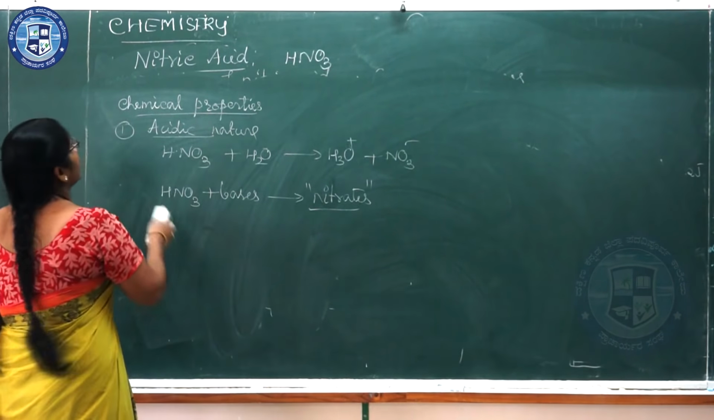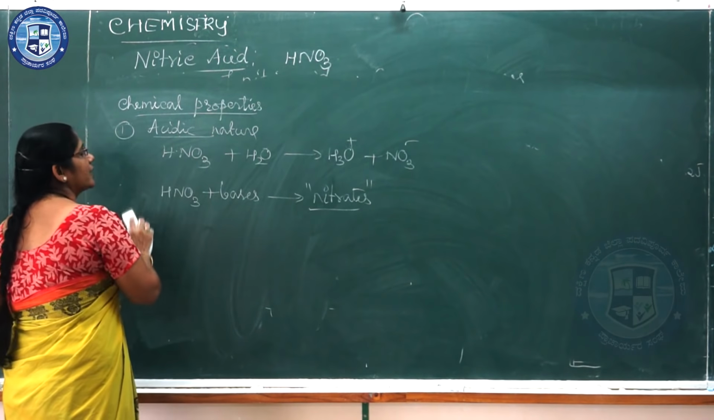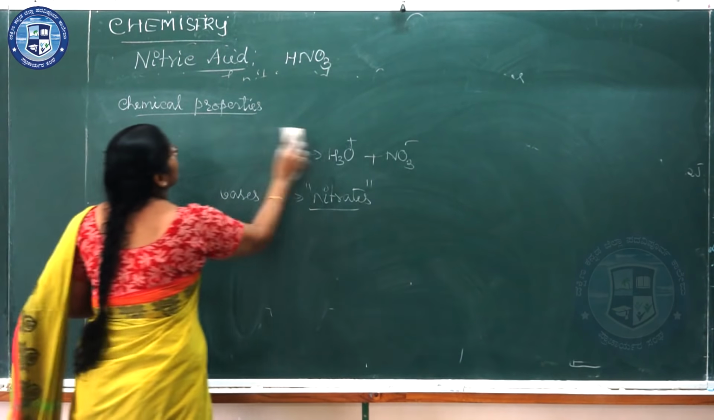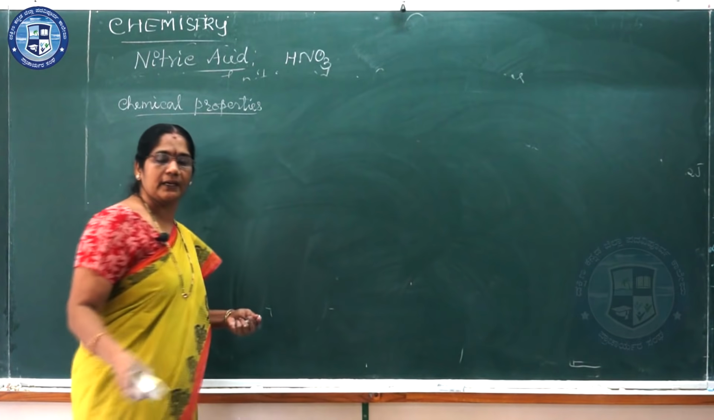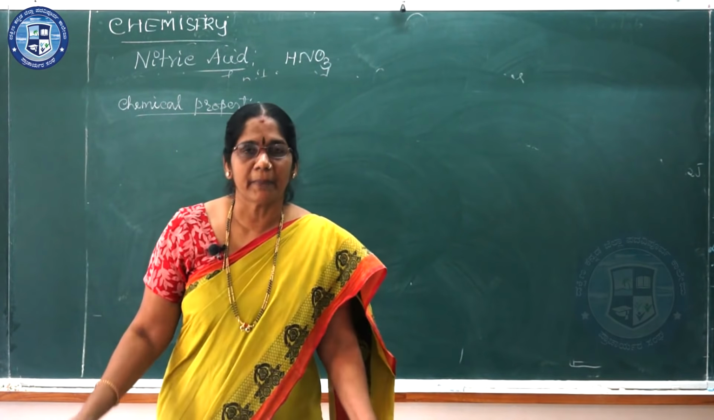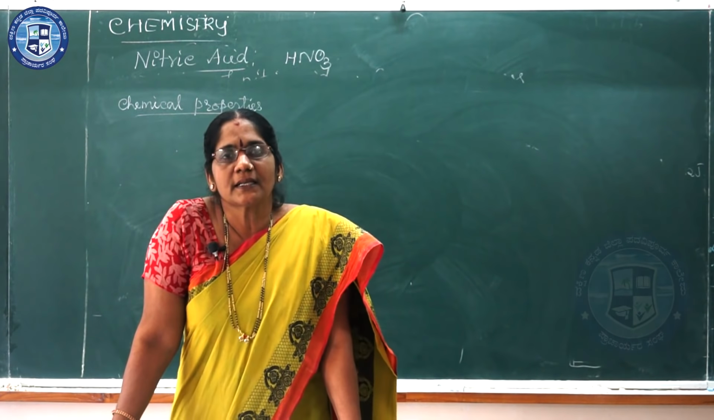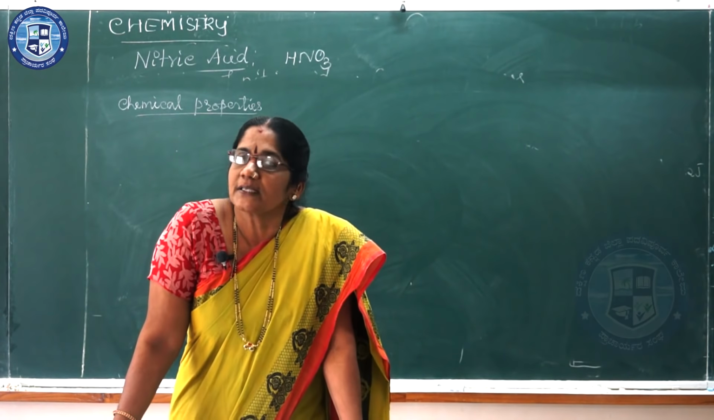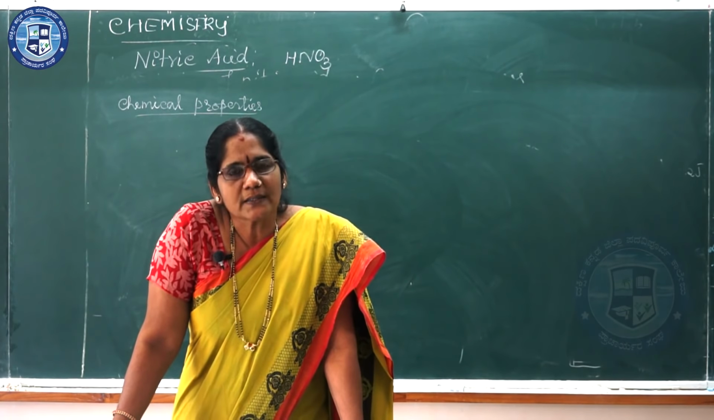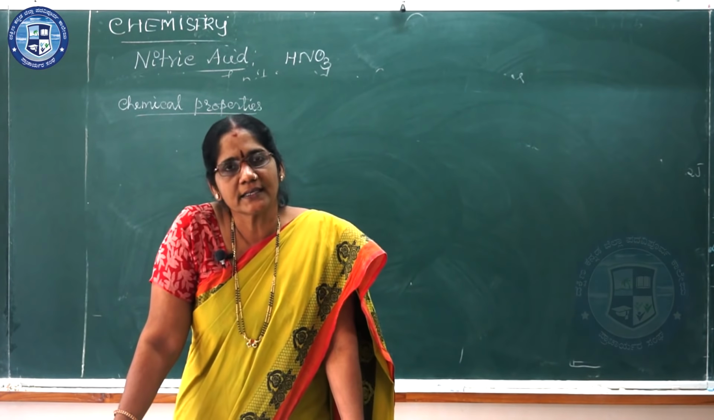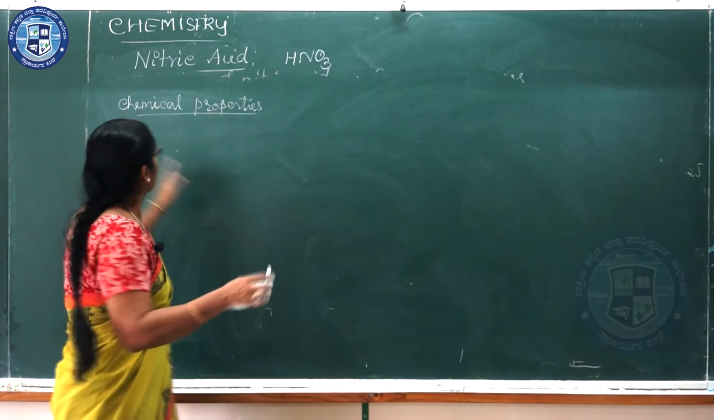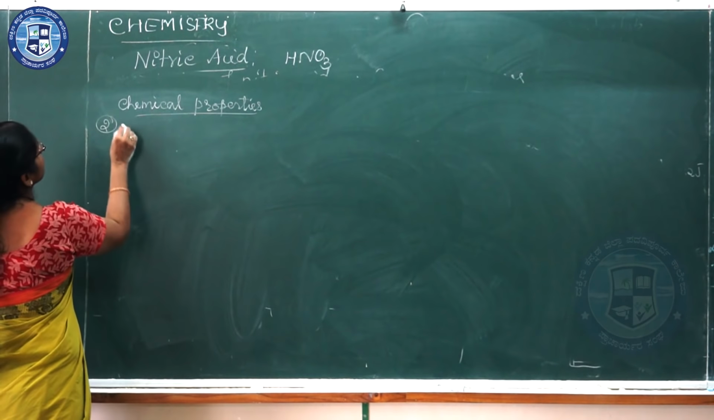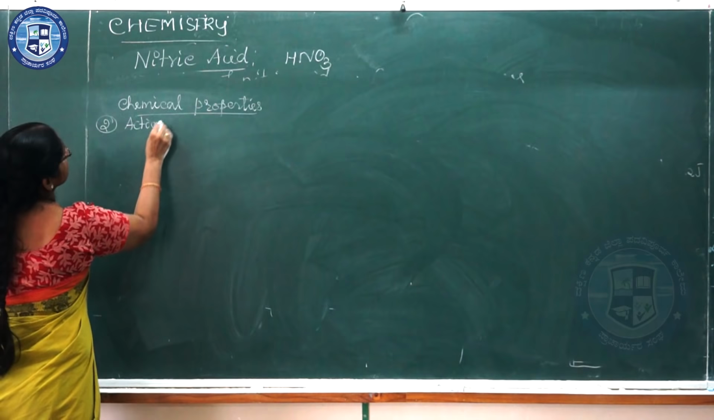Next, nitric acid also reacts with most of the compounds. It reacts with the metals and non-metals by oxidizing them into nitrates, and it itself gets reduced to either nitric oxide or nitrogen dioxide or nitrous oxide. So, the second property is action on metals.